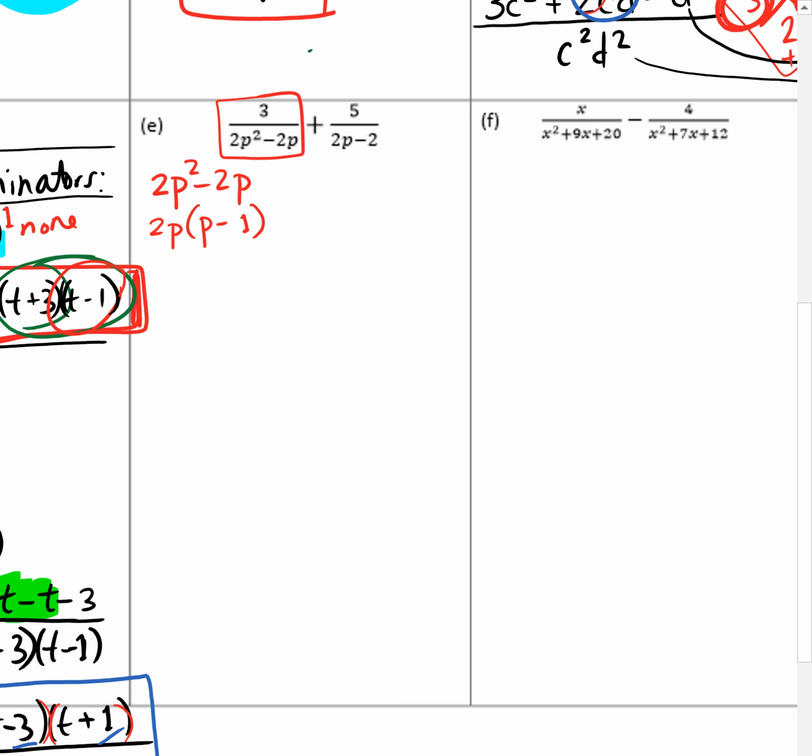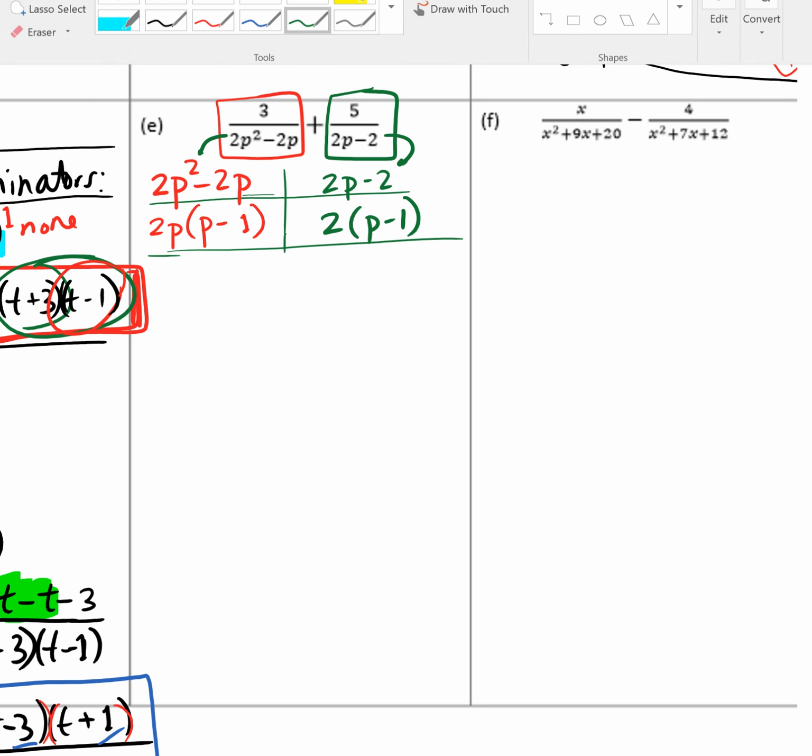Okay. So that'll help me find the least common denominator. The second denominator is 2p minus 2. Okay, if I factor that, really all I can do is take a 2 out. P minus 1 is left. Alright, so you know what? If you don't factor the denominators like we did, you're not going to be able to find the least common denominator. It's essential to factor them. Because now we're able to find the least common denominator.